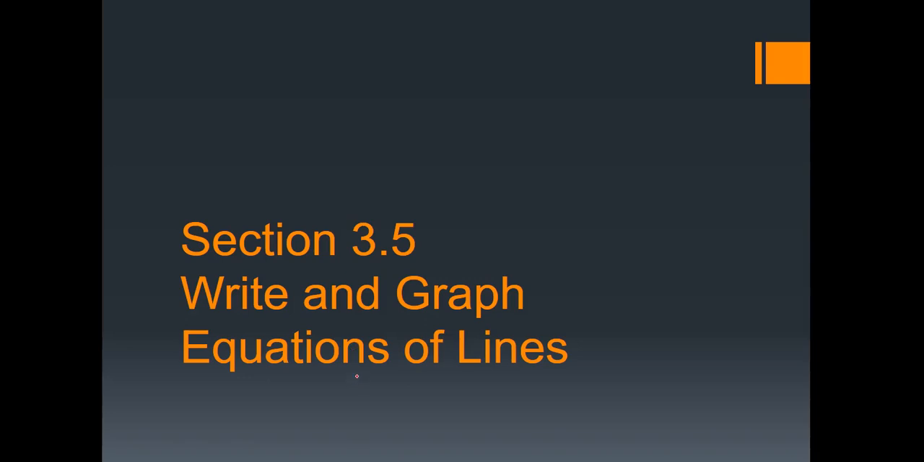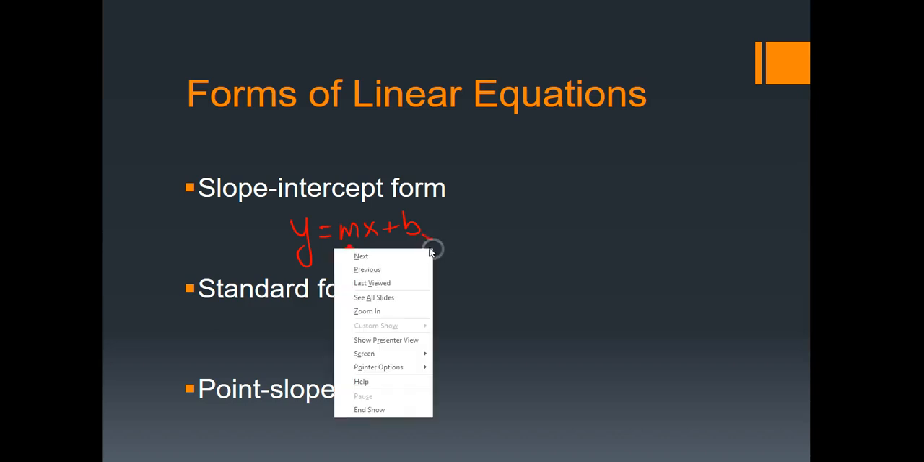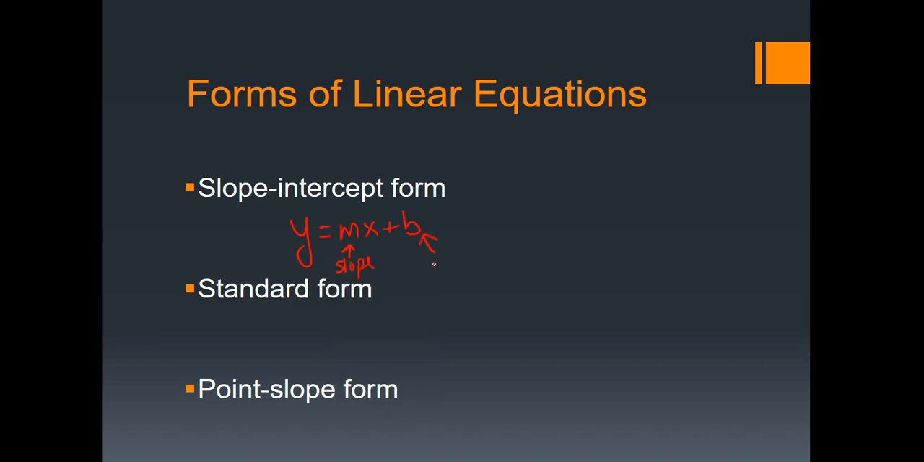Section 3.5 is writing and graphing equations of lines. So we have three different forms of linear equations. The most common is slope-intercept form, which is y equals mx plus b. M in this form stands for slope, and b stands for the y-intercept.